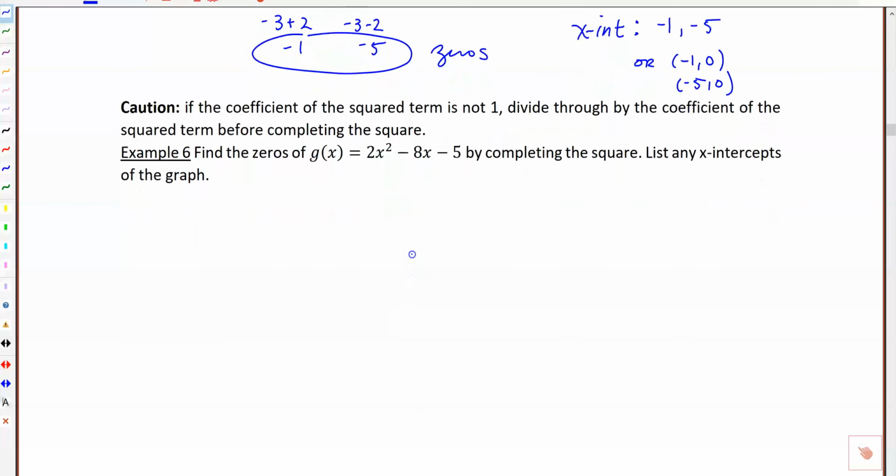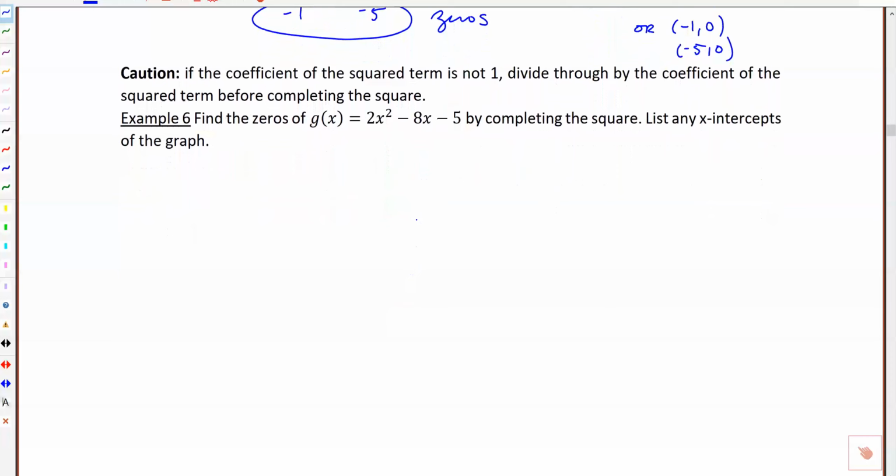So let's see an example of what that means. Let's say we were asked to find the zeros of g of x is equal to 2x squared minus 8x minus 5 by completing the square. And then again, we're going to list any x-intercepts. Well, because I'm asked to find the zeros of this function, I'm going to put 0 in for my function output, g of x, so I'll have 0 is equal to 2x squared minus 8x minus 5.